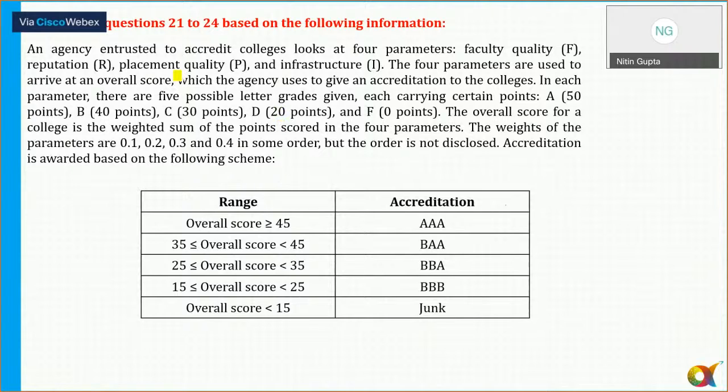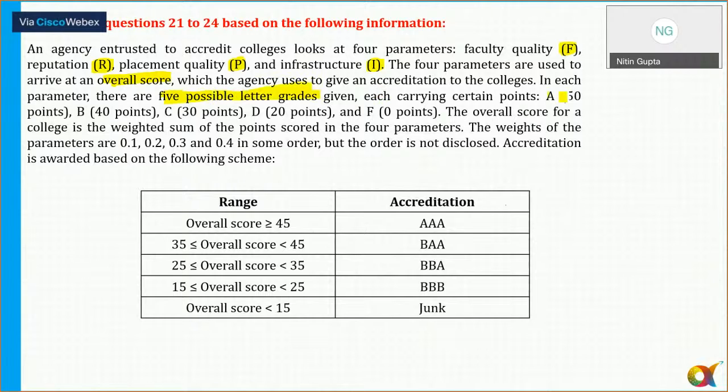It says an agency entrusted to accredit colleges looks at four parameters, that is faculty quality F, research quality R, placement quality P, and the infrastructure I. So these are four parameters. The four parameters are used to arrive at an overall score, which the agency uses to give an accreditation to the college. In each parameter there are five possible letter grades given.